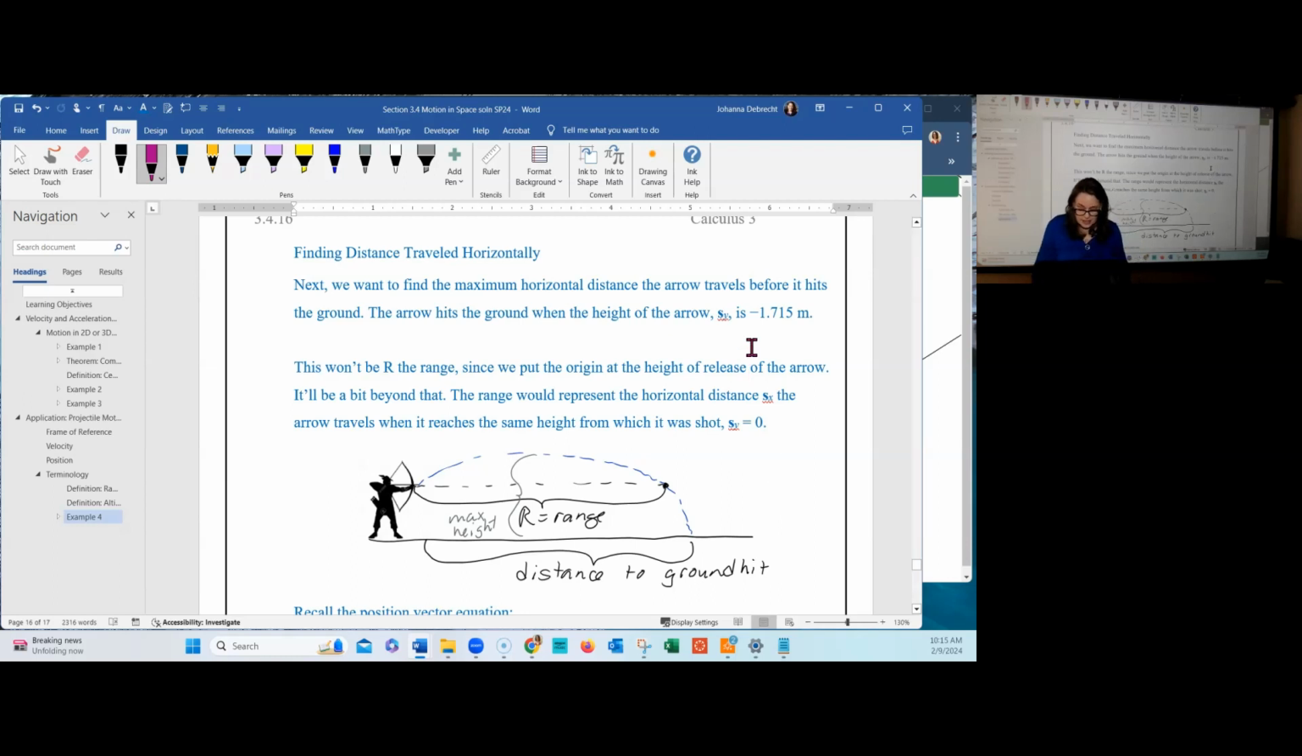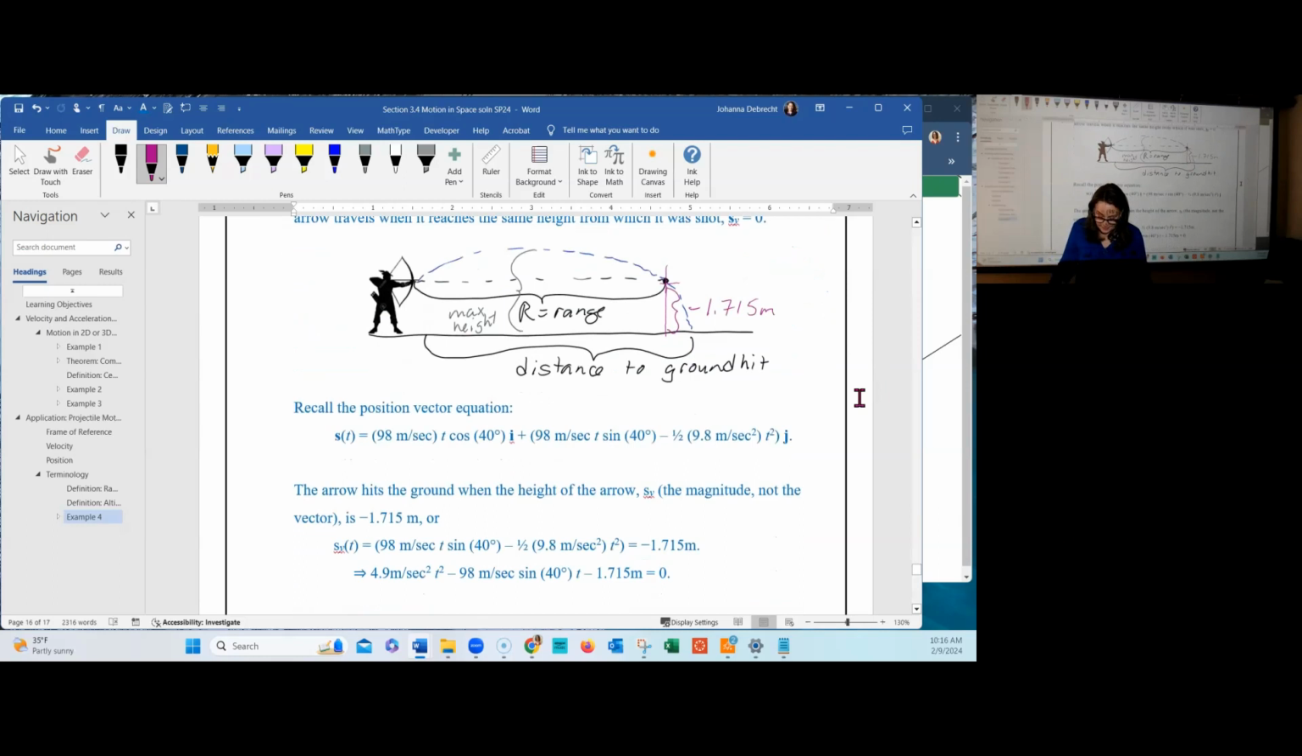So that's one of the keys to recognize in order to solve this one: at the instant the arrow hits the ground, since this right here is where our axis is, this distance right here is a negative 1.715 meters. All right, so the position in the y direction at the instant it hits the ground is that negative 1.715. Okay, so this is not the range, but rather the range plus a little bit more, right?